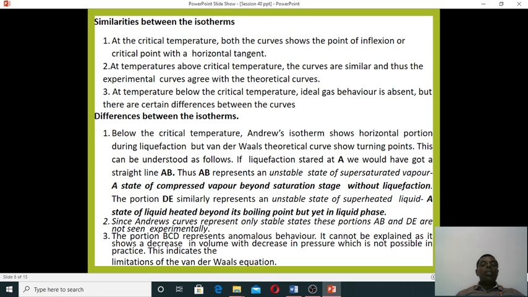Since Andrews curves represent only steady states, these portions AB and DE are not experimentally proved. The portion BCD represents an anomalous behavior. It shows an increase in volume with an increase in pressure, which is impossible in practice. This indicates the limitation of the van der Waals equation. So these are the differences and similarities between van der Waals isotherms and Andrews isotherms.